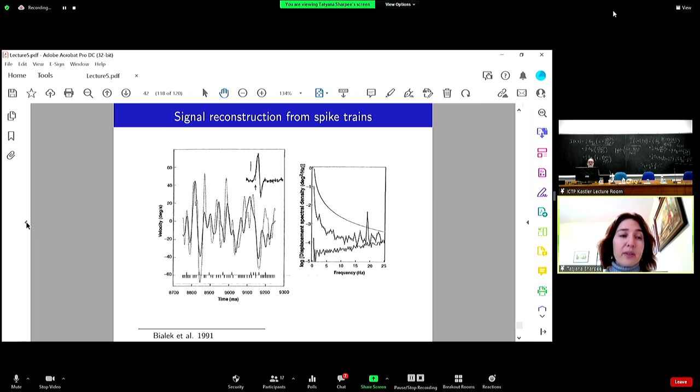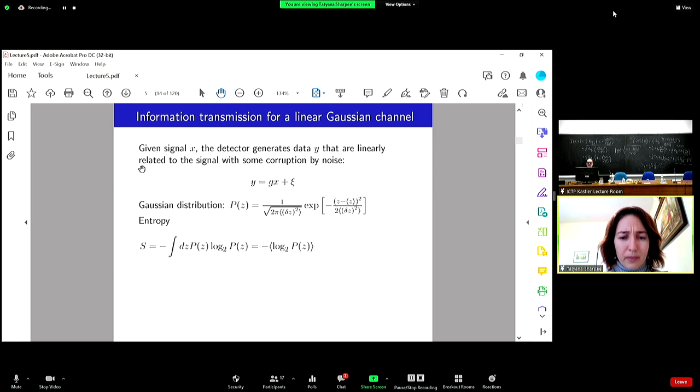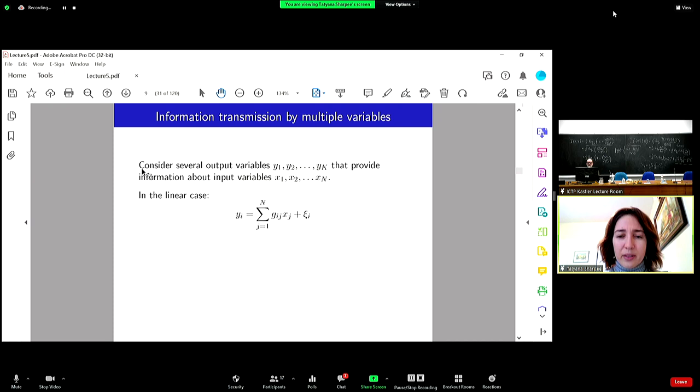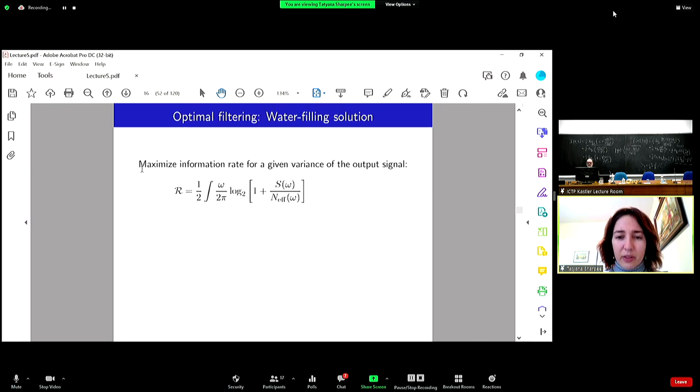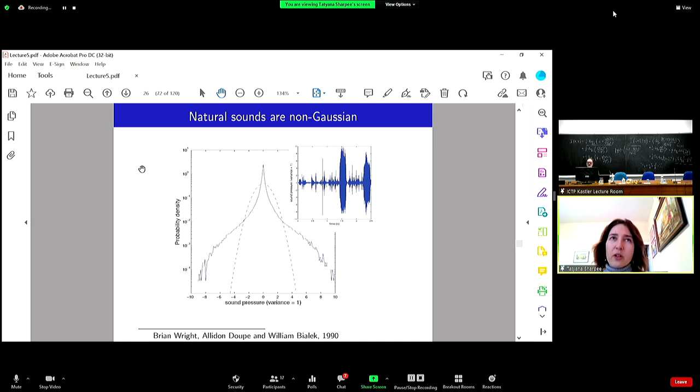And then another part that I would like to bring back is that the actual signals are not only correlated, but they're also non-Gaussian. And that affects the next level of predictions. So signals in the natural world are not only correlated, but the amplitude is non-Gaussian. So far we talked about predictions for Gaussian signals, but we can also talk about how predictions are modified for non-Gaussian signals. It turns out that these are harder to make, but you can make some approximations for the input signals that will make them Gaussian.